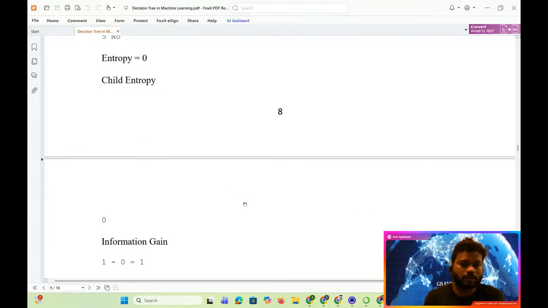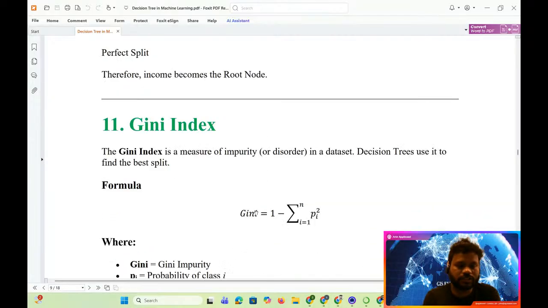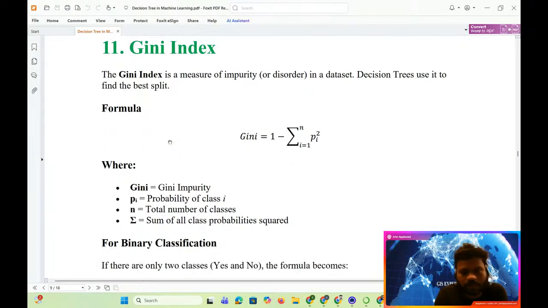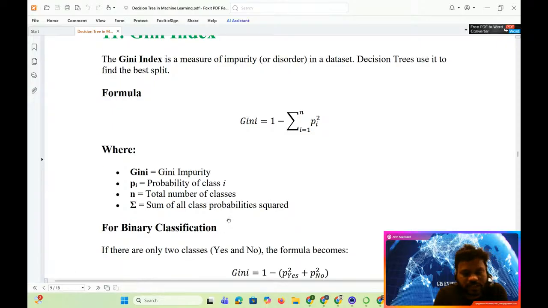Okay, now start with this. We will understand what the Gini index is. The Gini index is a measure of impurity or disorder in a data set. Decision trees use it to find the best split. The formula is Gini = 1 minus the summation over i of p_i squared, where Gini is the Gini impurity, p_i is the probability of class i, and n is the total number of classes.